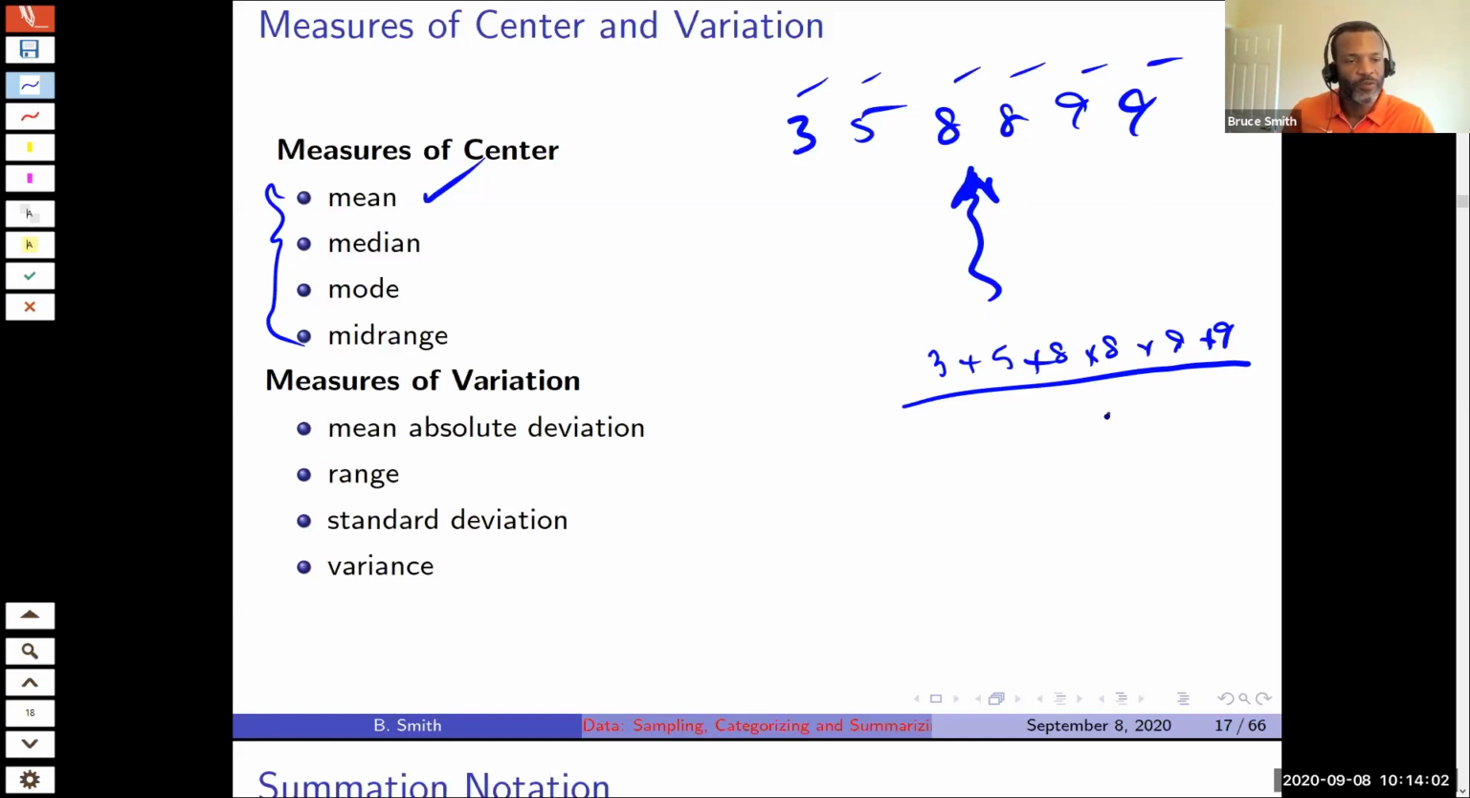1, 2, 3, 4, 5, 6. What is that? 8 and 8 is 16. 24. 33, 42. 42 over 6 equals 7. So 7 would be somewhere in the middle here of that data set. So that's the one that we learned, but there are other techniques.